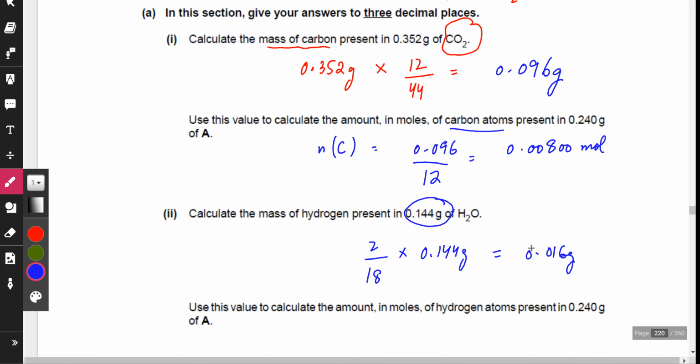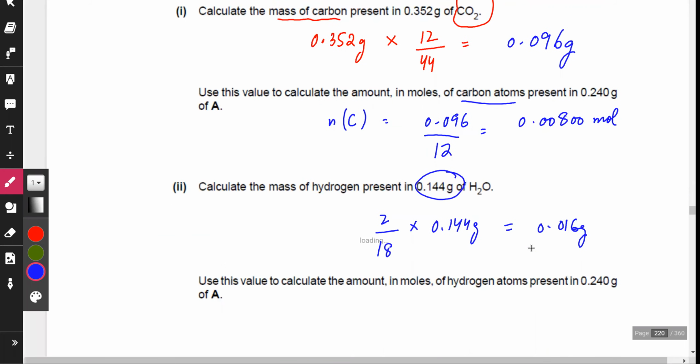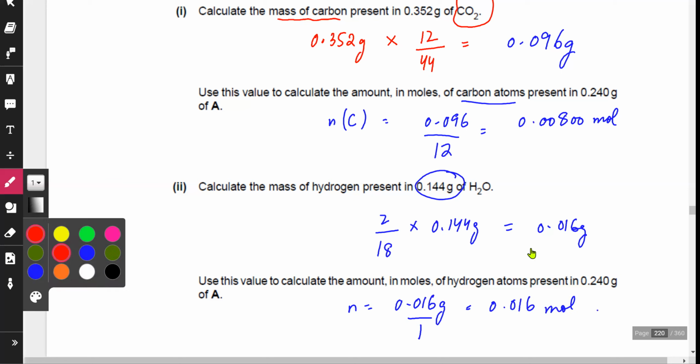And you're being asked to calculate the moles of hydrogen atoms. So it would be 0.016 grams divided by hydrogen, which is 1. The Ar is 1. So the moles would be the same, 0.016 moles. Sir, isn't it saying hydrogen atoms, so we'll take 2?